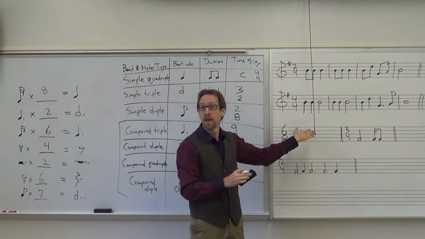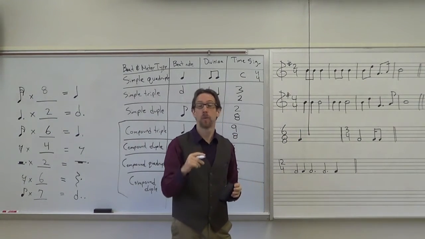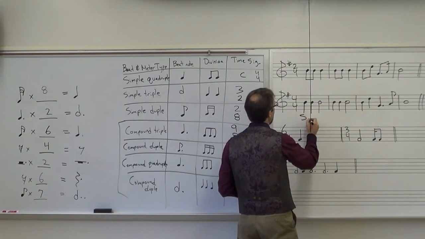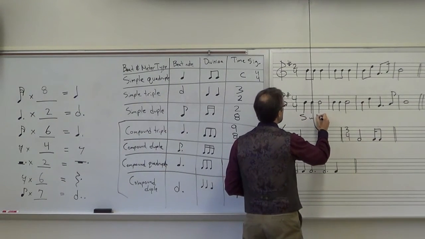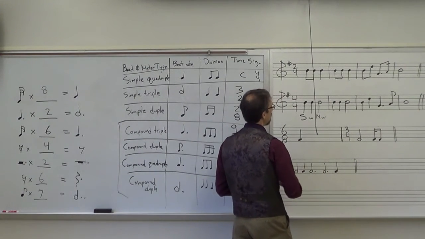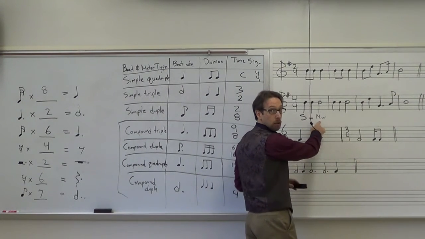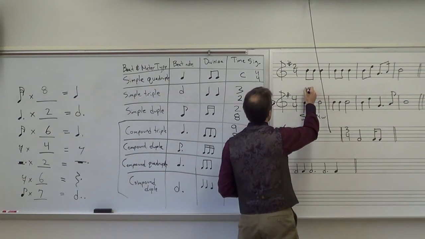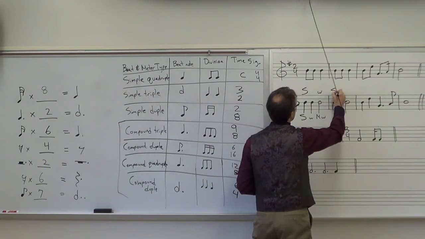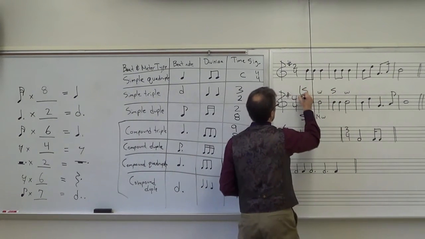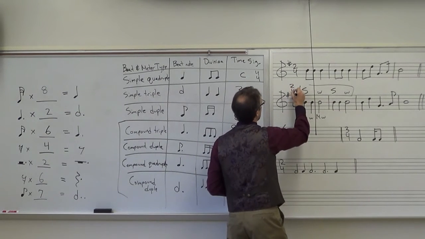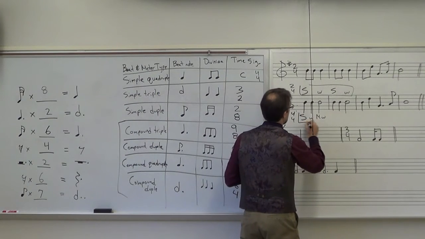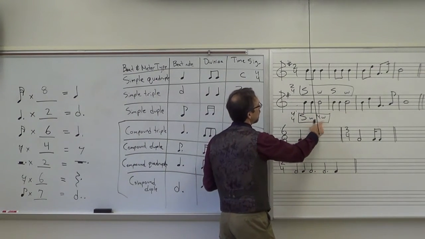How is that going to be performed differently? It goes back to what we talked about in the last lesson. In 2/2 it would have been strong, weak. So this would be as if it were in 2/4. And if it were in 4/4, we now have strong, weak, medium, weak.